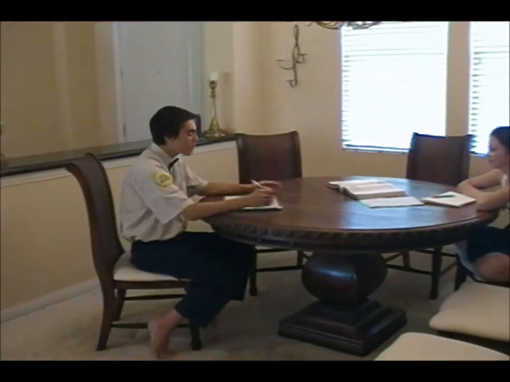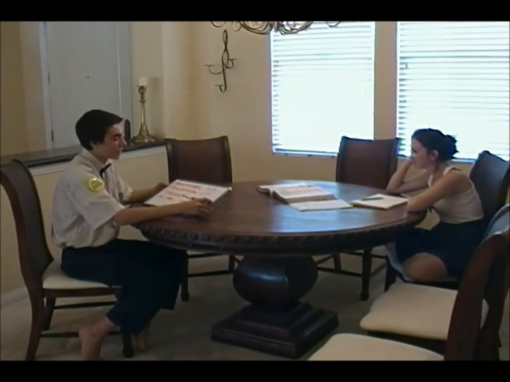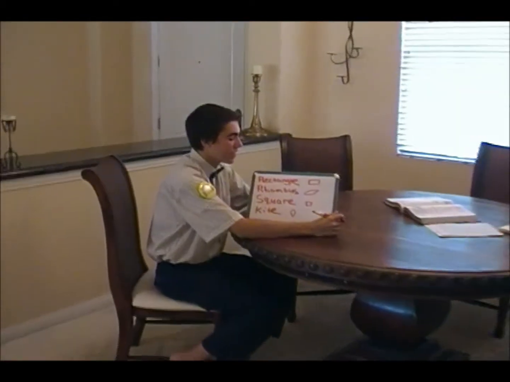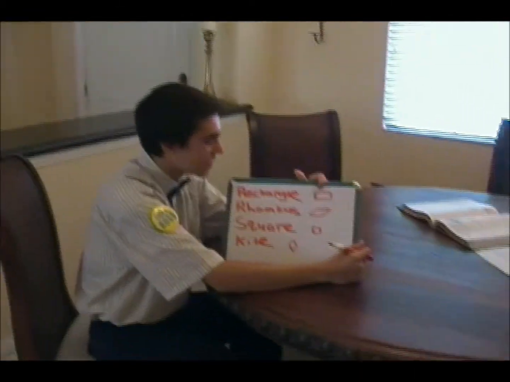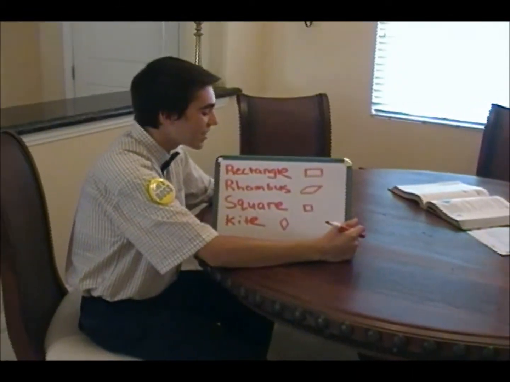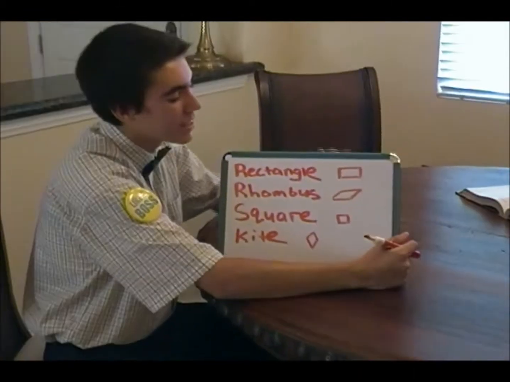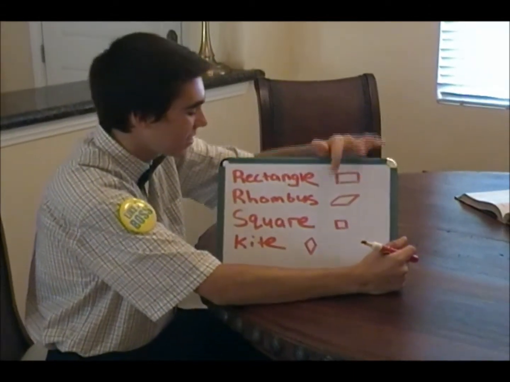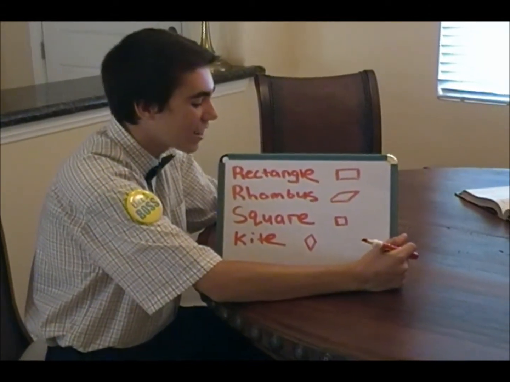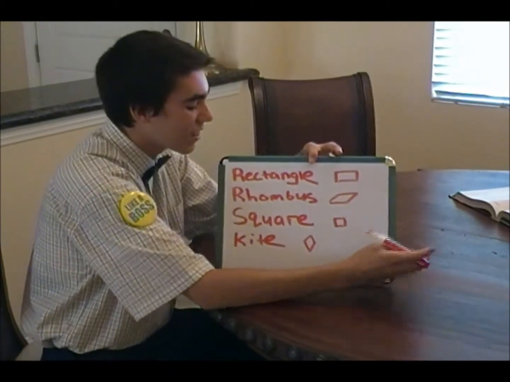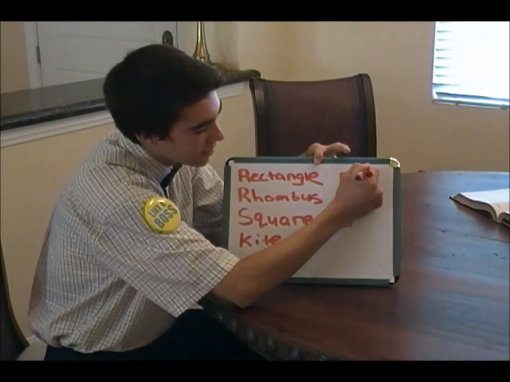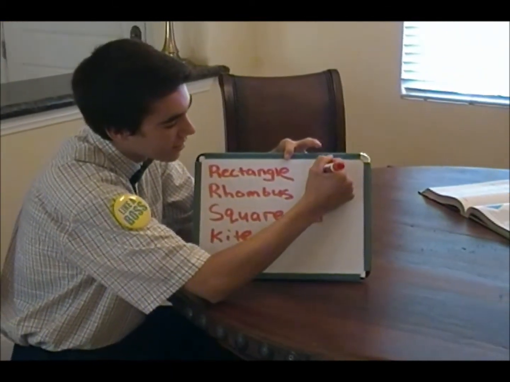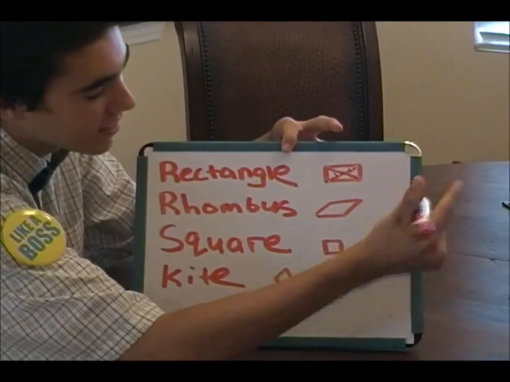So we're covering sections 6.4, 6.5, and 6.6. We're learning about parallelograms, and here are some shapes that we should be covering. So this is a rectangle. A rectangle is a quadrilateral, which means it has 4 sides, and it has 4 right angles, and its diagonals are congruent. This is what that looks like, and then 4 ticks.